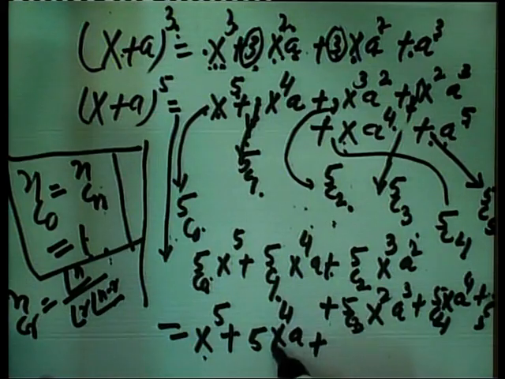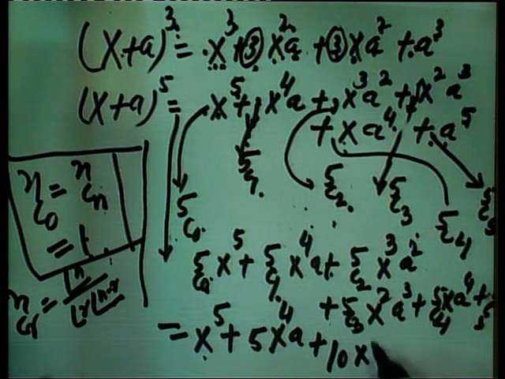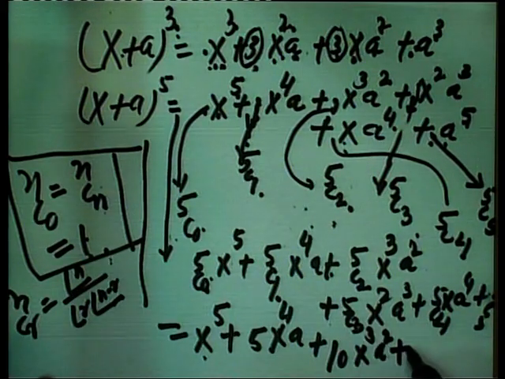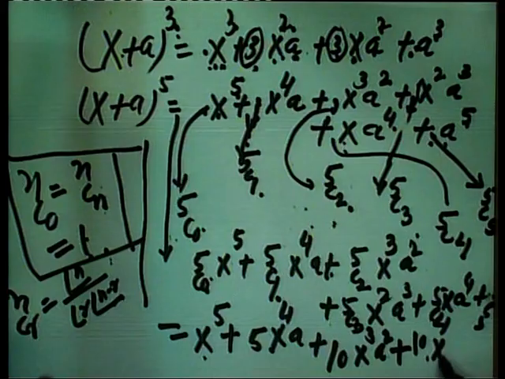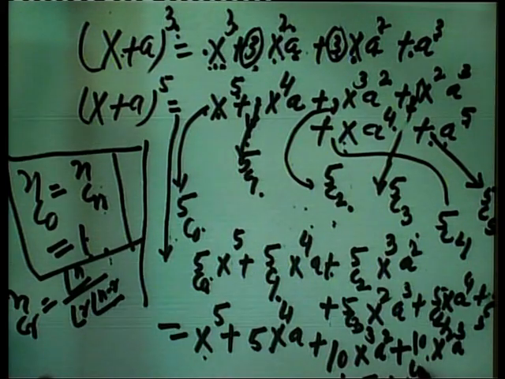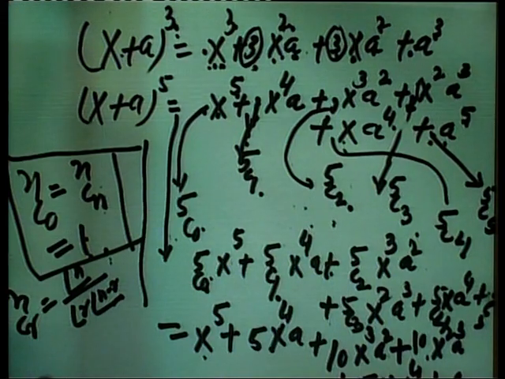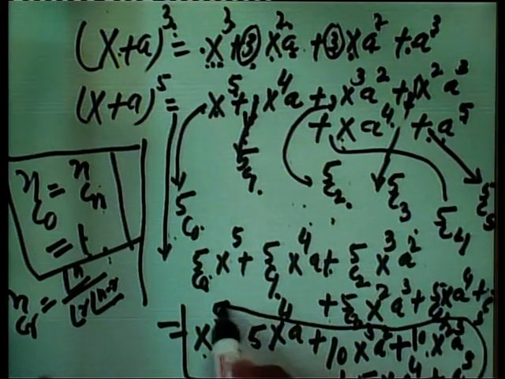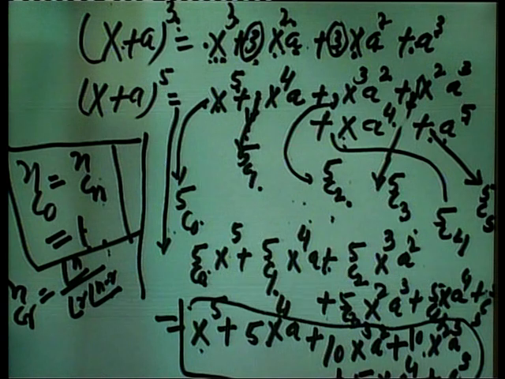directly, this will turn out to be 5. 5C2, this should be 10 x cube a square, here also will be 10 x square a cube plus 5 x a to the 4 plus a raised to power 5. So, this is my expression. Now, let us have certain observations regarding this expression.